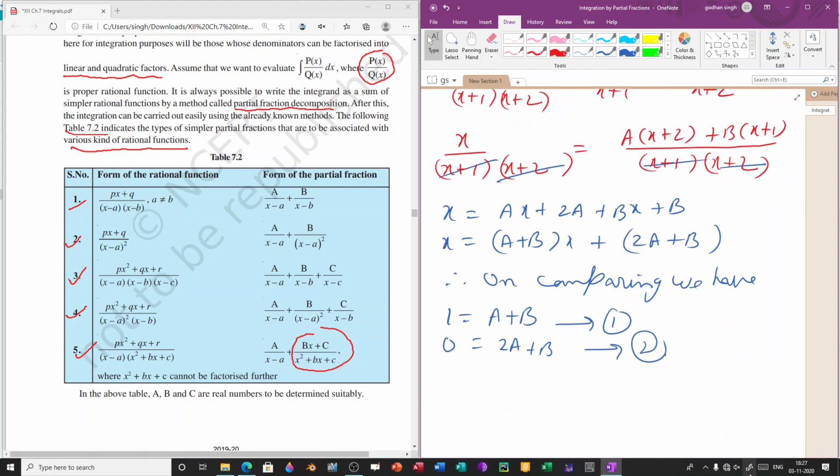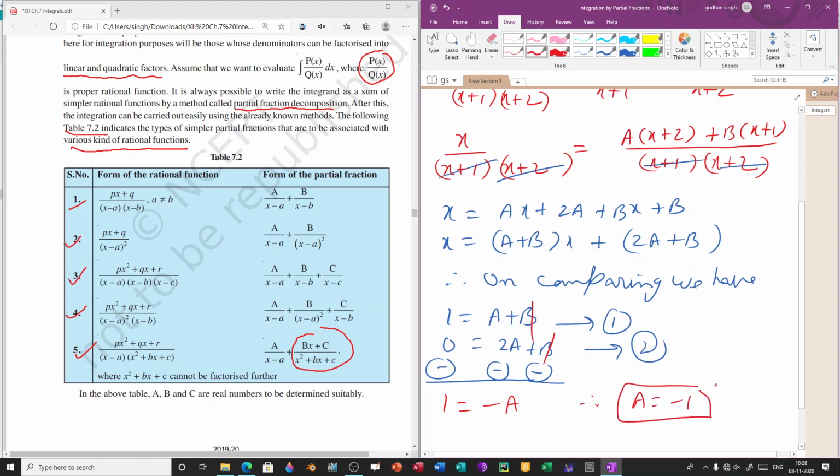Now we can use the elimination method so that b will be eliminated. So minus, minus and minus, eliminating b. What we are going to get is 1 minus 0, that is 1, equal to a minus 2a, that is minus a. Therefore a equals minus 1. So what we have got is a equal to minus 1.